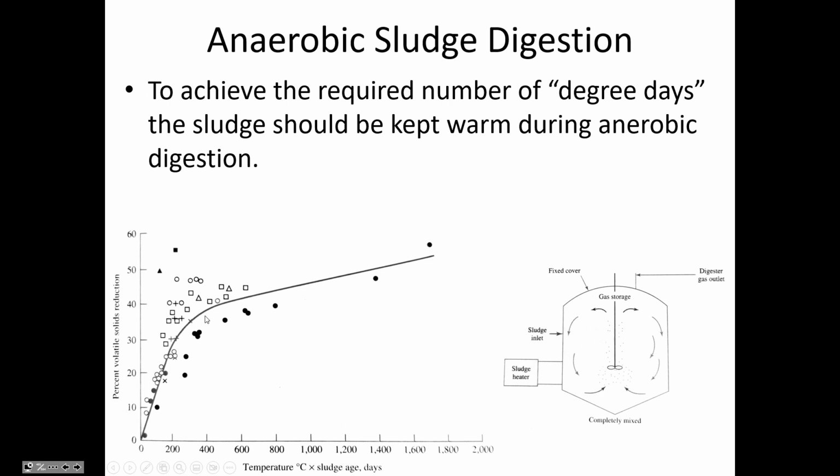The other thing to note about this figure is, boy, the R squared is not very good, right? If you look, there's some outlier data, some system that observed more than a 50% reduction in volatile solids after 200 degree days, and then a similar amount of reduction took 1800 degree days.